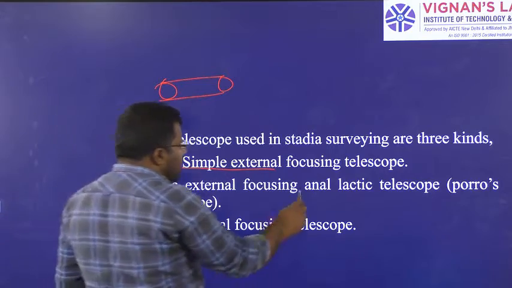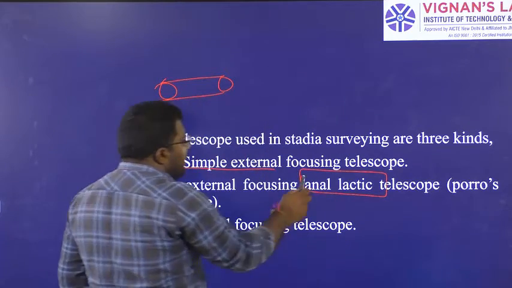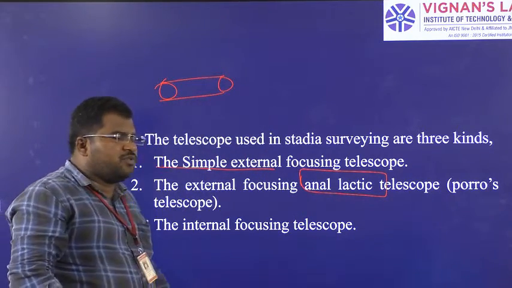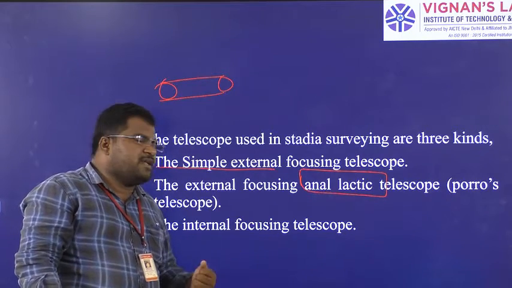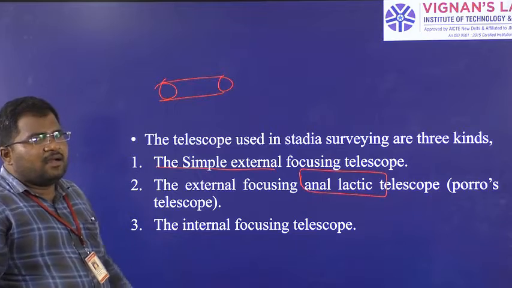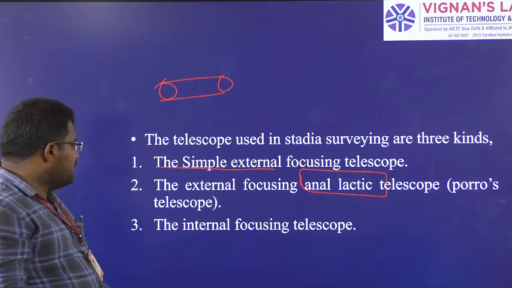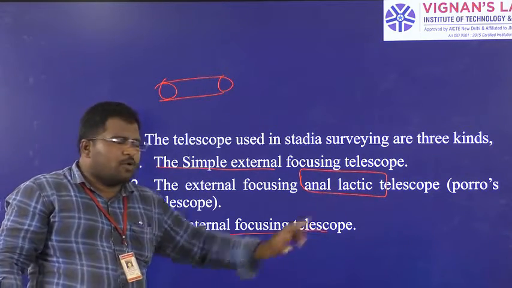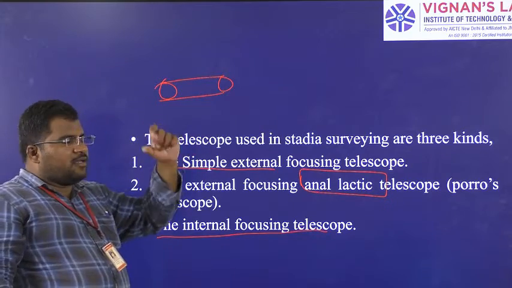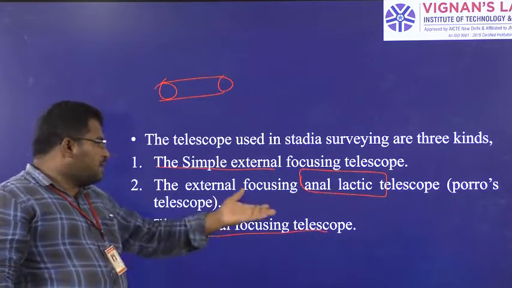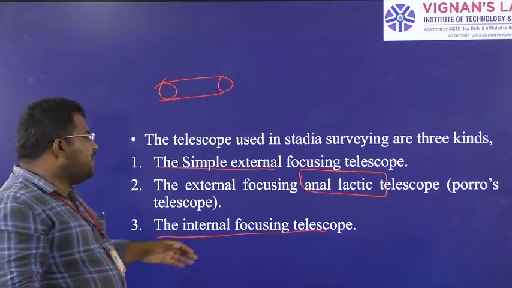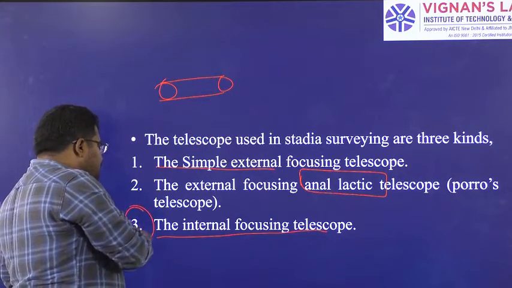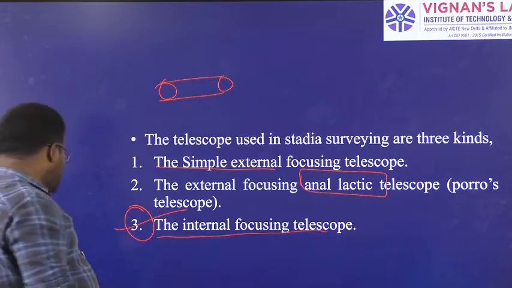So we have one type of lens called the analytical lens, which is used for very accurate and less tedious telescopes. We'll discuss in the coming classes what the analytical lens is. Then the internal focusing telescope, where we internally adjust the lenses. That is called internal focusing, as opposed to doing it externally. But in every case we normally use the internal focusing telescope, right?